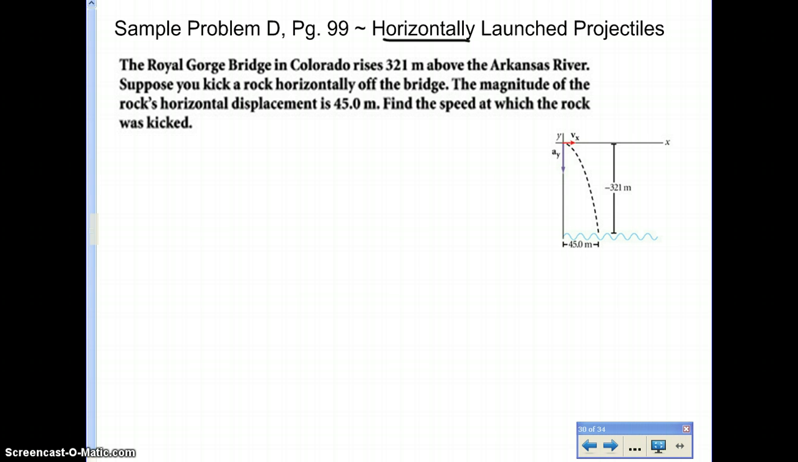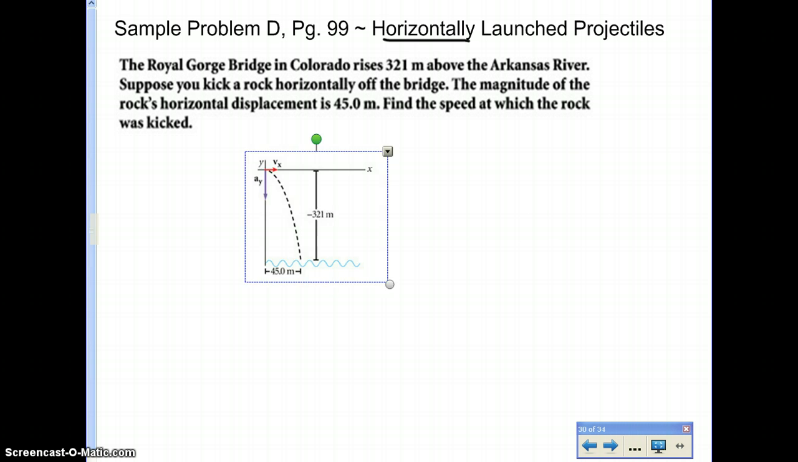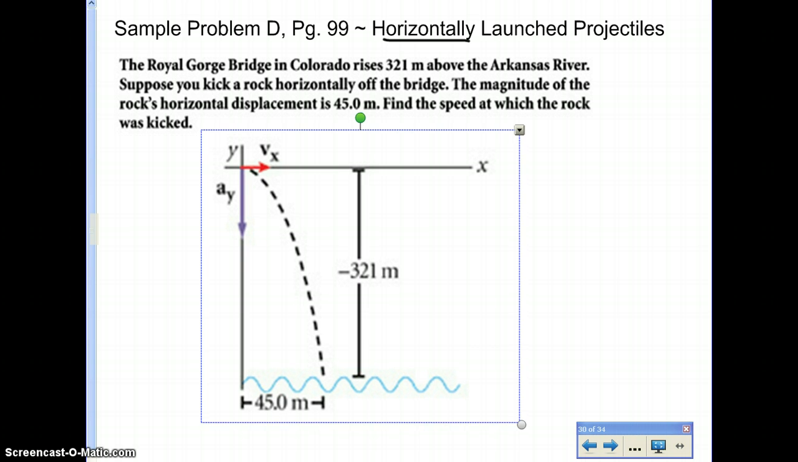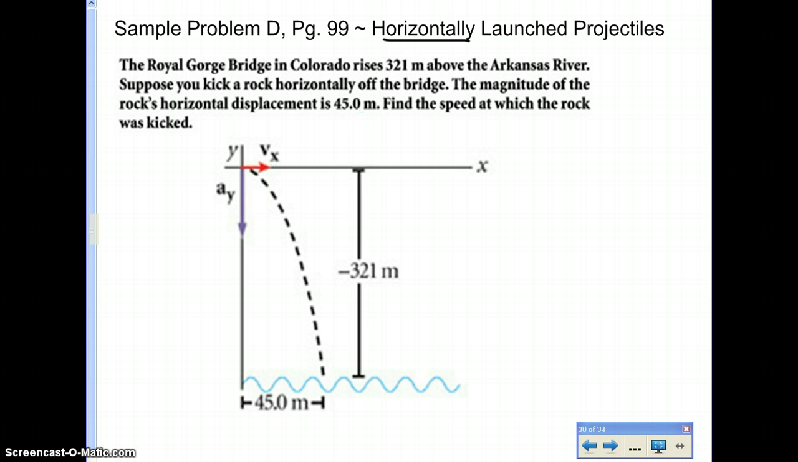Recall that a projectile is something that's moving in more than one dimension and is under the influence of only gravity. So in this case, we have a rock being kicked off a bridge. It's going to fall, and as you can see from the picture, the path that it's going to follow is a parabolic path, which is something called a trajectory.